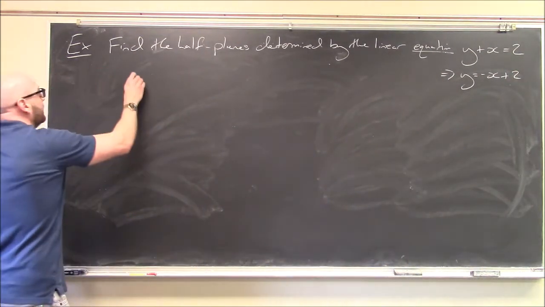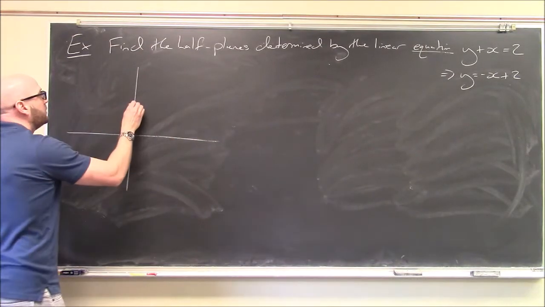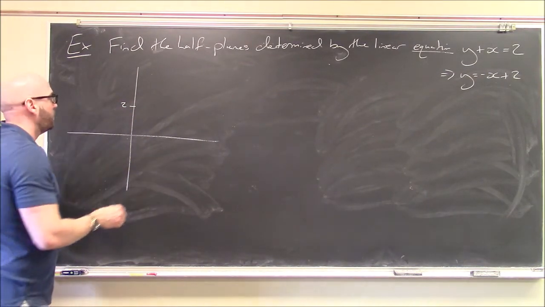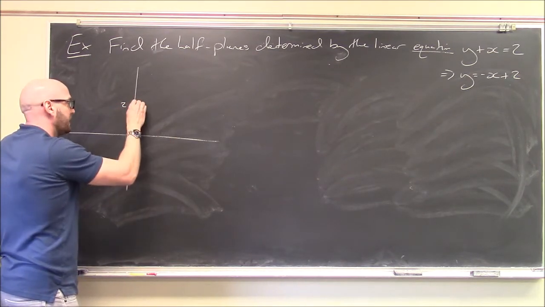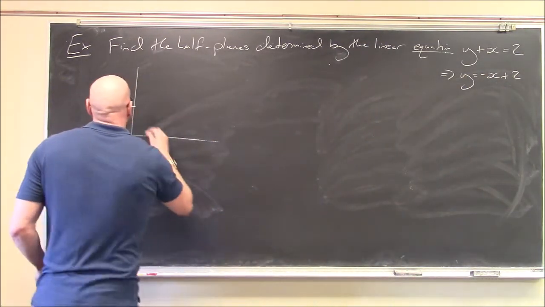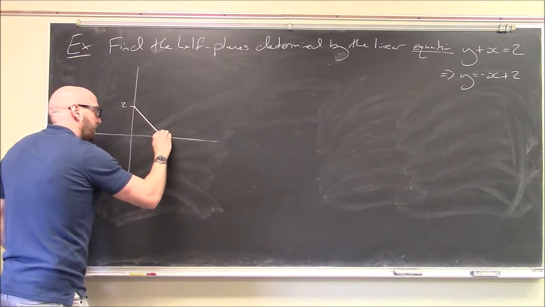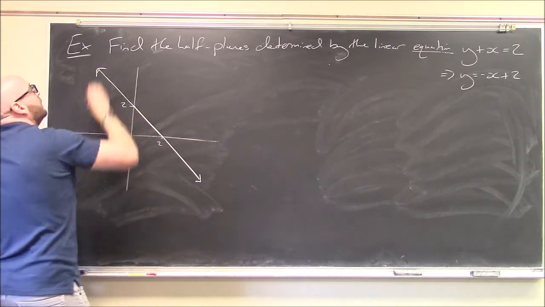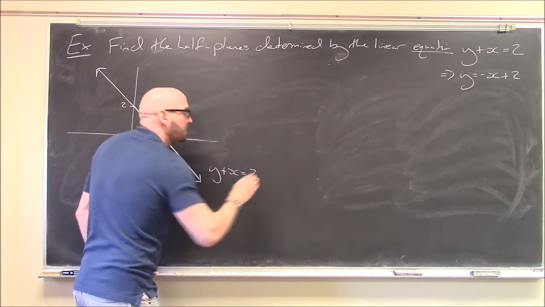Alright, so this would be a straight line cutting through the y-axis at 2, and it has slope minus 1. If it cuts through the y-axis at 2, it would also cut through the x-axis at 2. Right? If x is 2, y is 0. So here's our line. How about I just label the point 2 there? Alright, there's our line, y plus x equals 2.